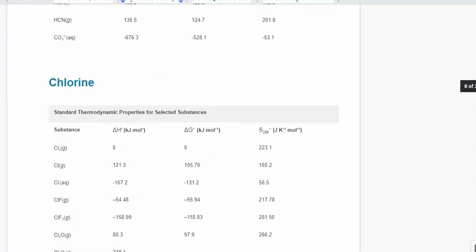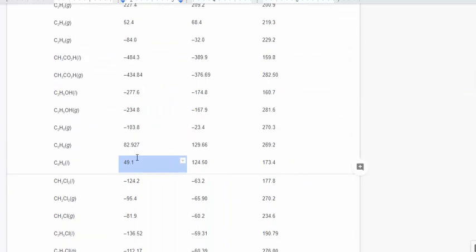So we can use this table when we perform calculations, especially when we're finding the delta H of the reaction. The delta H of the reaction is going to be the sum of n times the delta H of formation of the products minus the sum of the moles times the delta H of formation of the reactants. Now that's a lot of words for this concept.